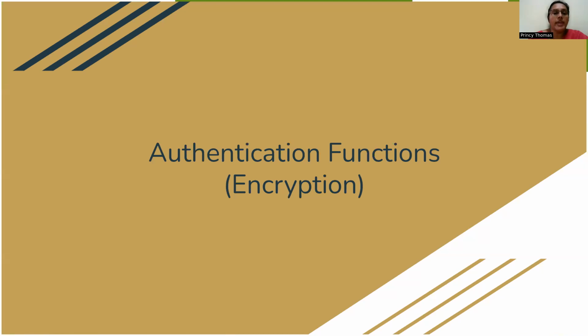Now let's look at authentication functions. We saw that there are three ways. One is hash, another is encryption, and the third was MAC. So authentication functions are essentially encryptions. We've already seen symmetric encryption and public key cryptosystems. So we are going to look at how these two encryption methods can be used for authentication.